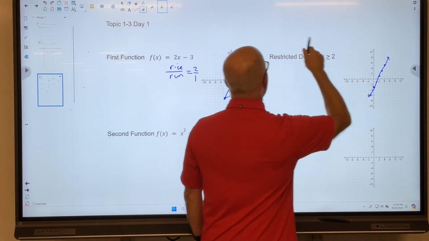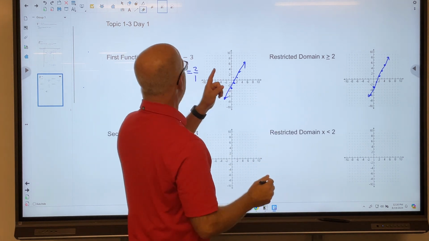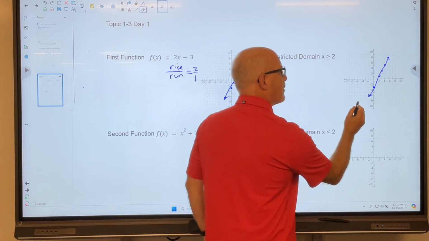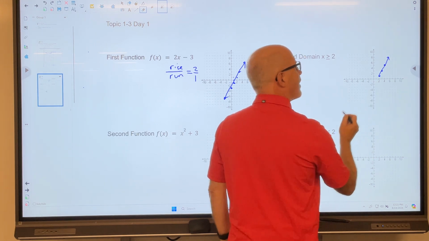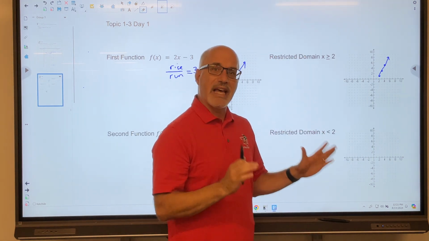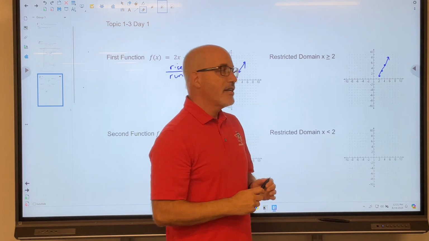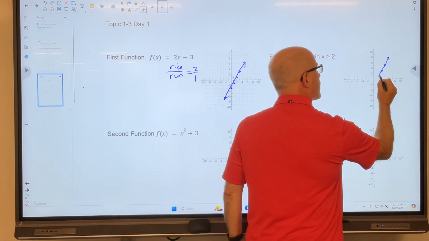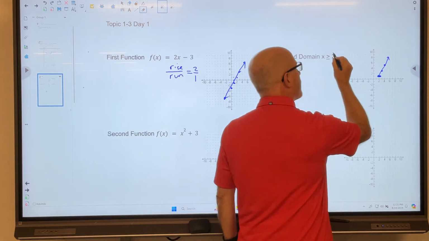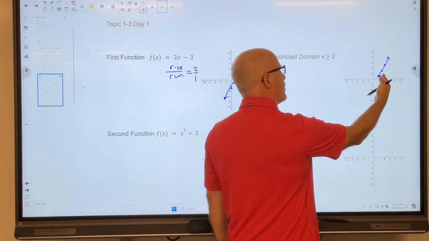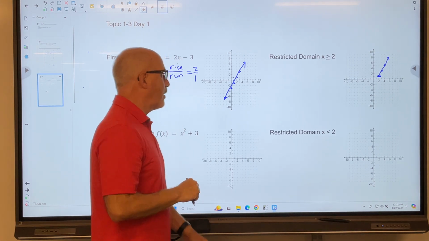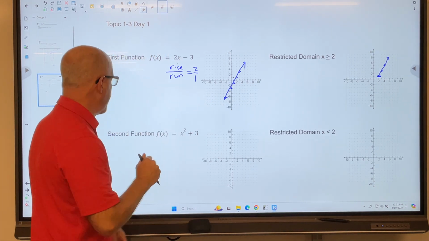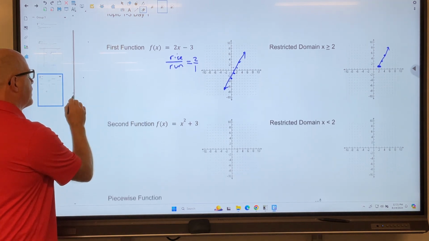What this restricted domain is telling us is, stop the graph at the 2. So I'm going to stop it right there at that 2 and use only that part of my graph. This is how you restrict a domain: you only do the part that it tells you. I'm not using any x values less than 2. So it's the same graph as that, just stopped, and the rest of it has been erased.